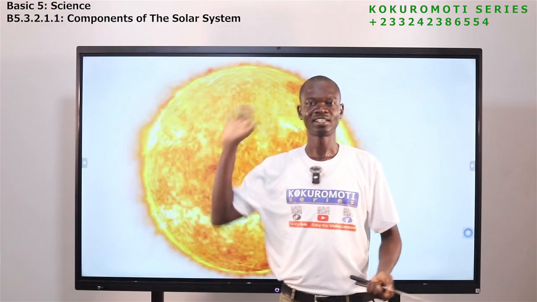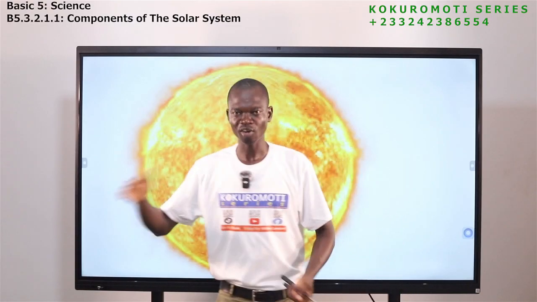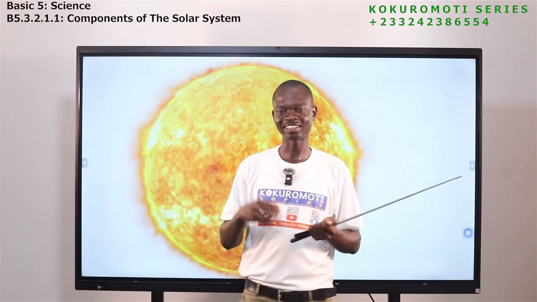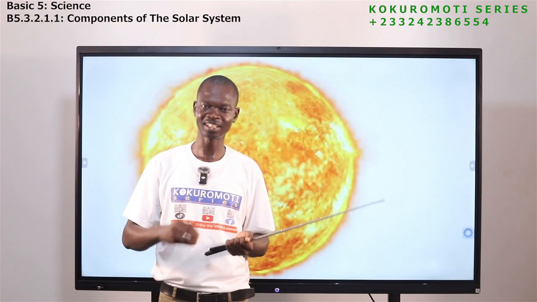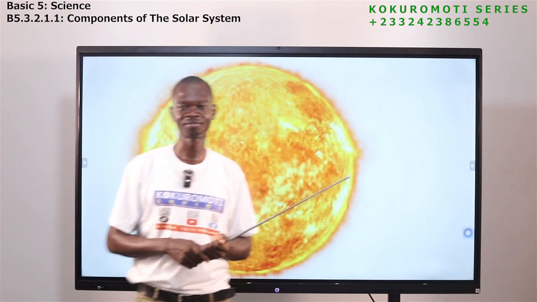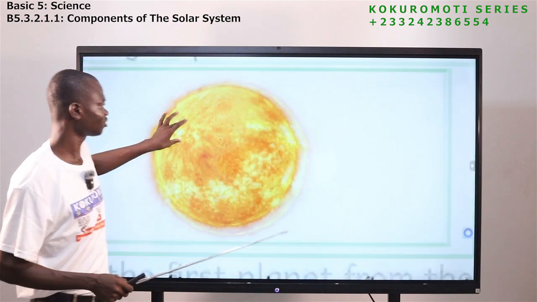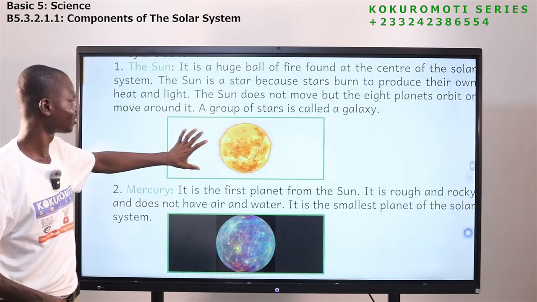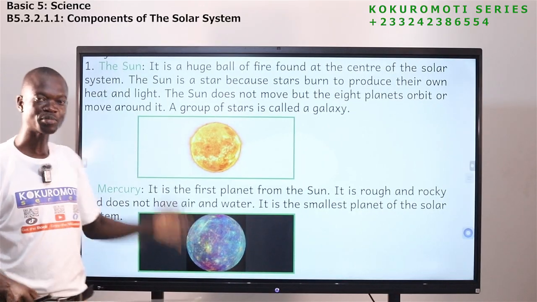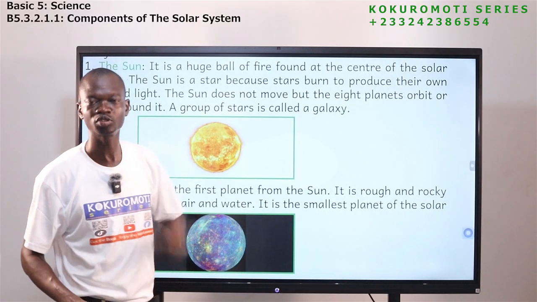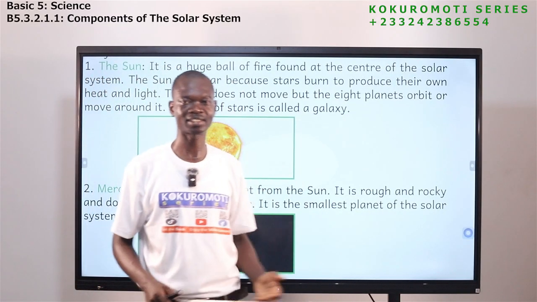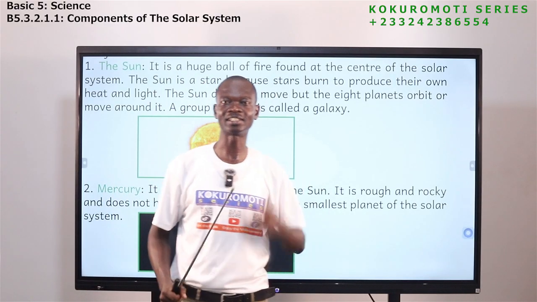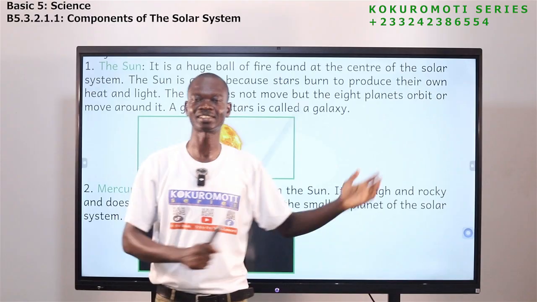It supplies light and heat to all the planets, including Earth. That is why during daytime we get light from the sun. Okay, so this is the sun. Remember that the sun is a star. It's a star because stars are able to produce their own light. So any heavenly body that is able to produce its own light is a star.